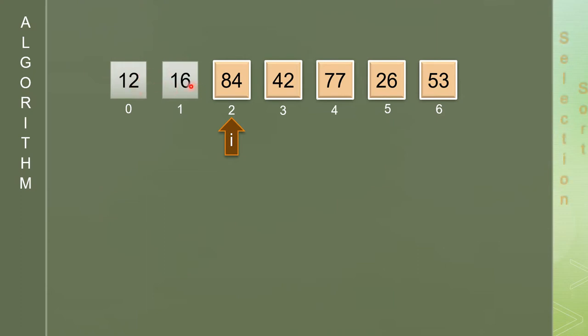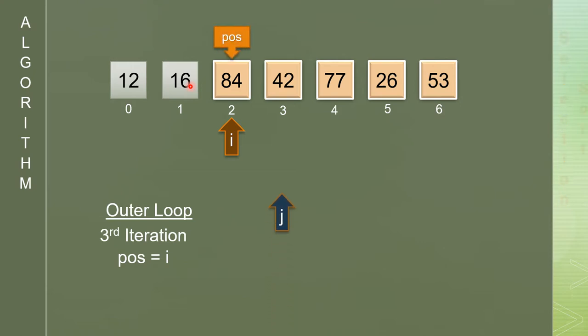Now the third iteration. You can see that 12 and 16 have already been defined. The first two elements are been fixed, so you are not going to start from them; you're going to start from the third element, that is ARR of 2. That is the position value also, right? So i value is 2 and position value is also the same 2. Now the j value is the next number, that is i plus 1, that is 3. Now you're going to do the same process. Is 84 greater than 42?